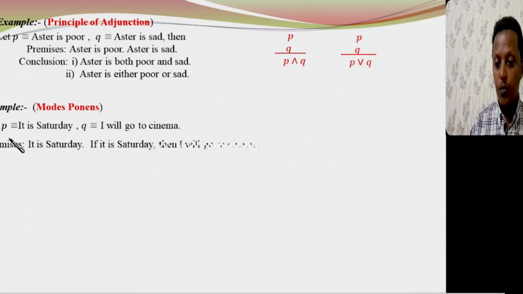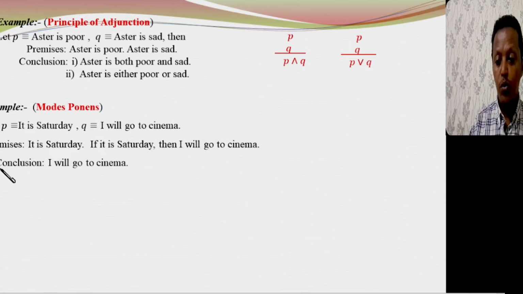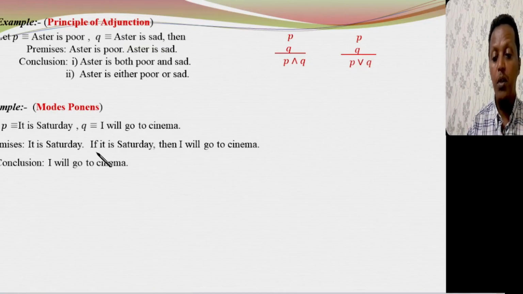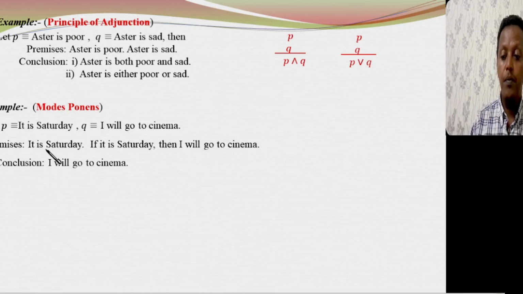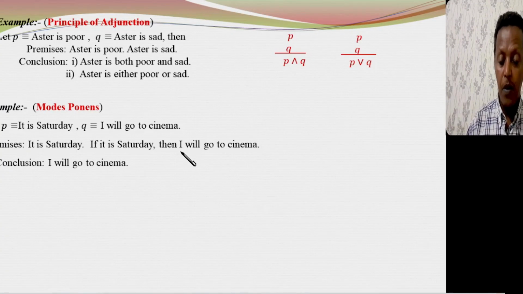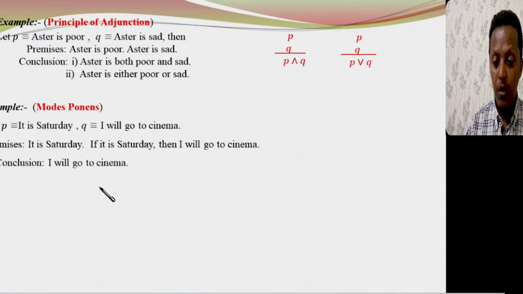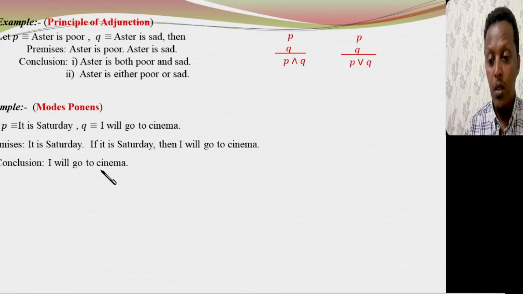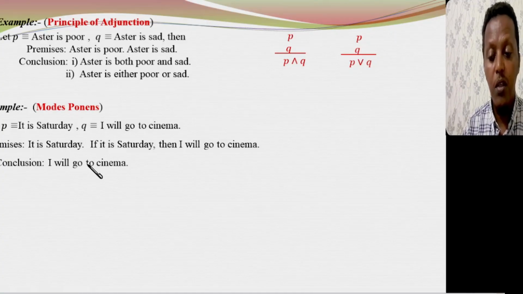Now let's take another. Let P stand for it is Saturday. Q stands for I will go to cinema. Having these two, the premises are: it is Saturday, the first premise. If it is Saturday, then I'll go to cinema, the second premise. In conclusion, I'll go to cinema. So if you have this argument, two premises and one conclusion, by looking at the form, modus ponens, you can decide this argument is a valid argument.